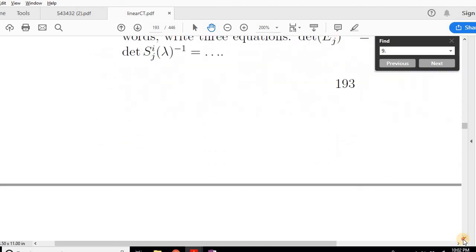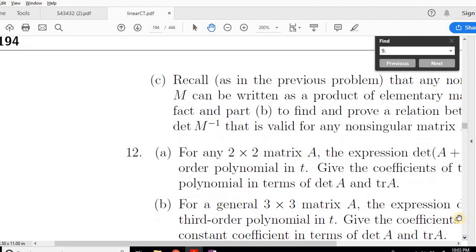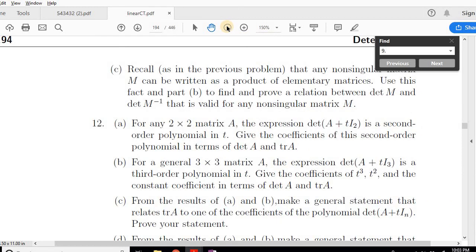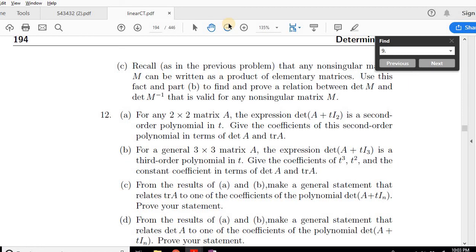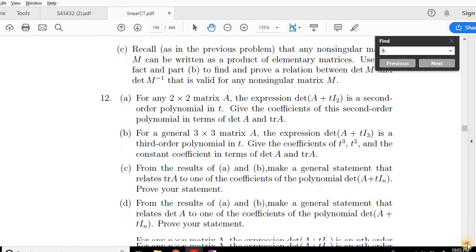Now, if I remember right, I assigned most of the questions from this section and just a couple from the next section. I think that 12 should be okay because you're just doing 2 by 2 and 3 by 3 matrices. Except I think in part C, you're supposed to look at parts A and B and figure out how that generalizes to N by N. C and D may be a little more of a stretch to actually prove, but we can talk about that when you get there.